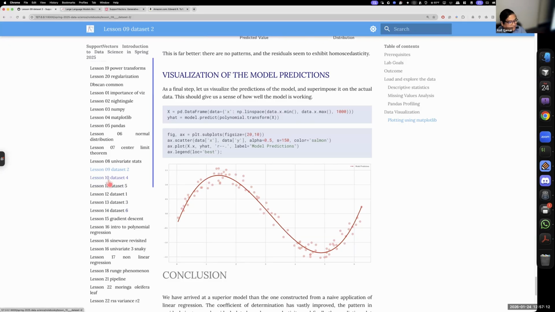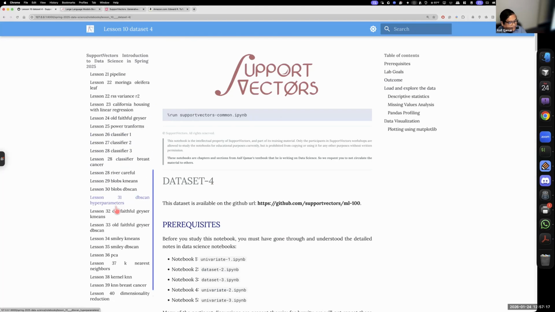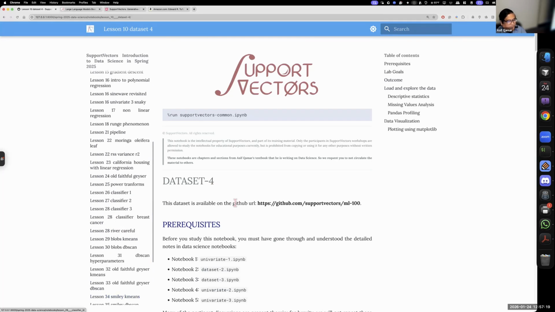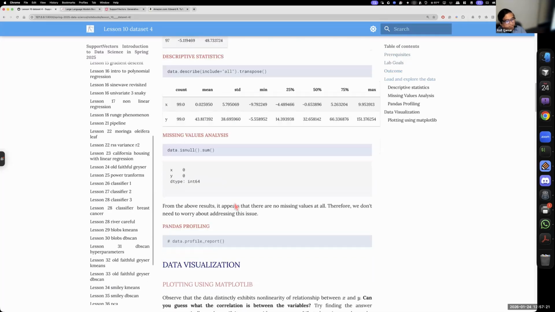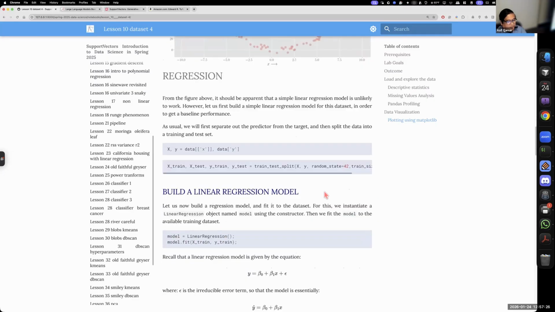Data set 4. Let me see. Yeah, data set 4. What does data set 4 look like? Oh, like this. It should be easy for us to do polynomial regression.